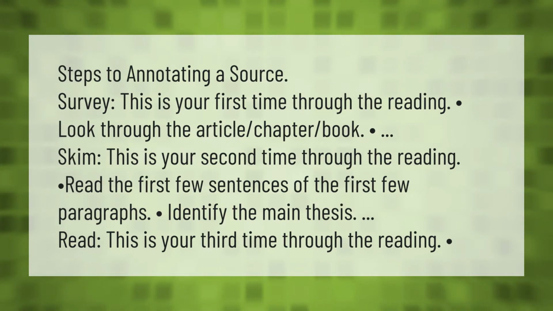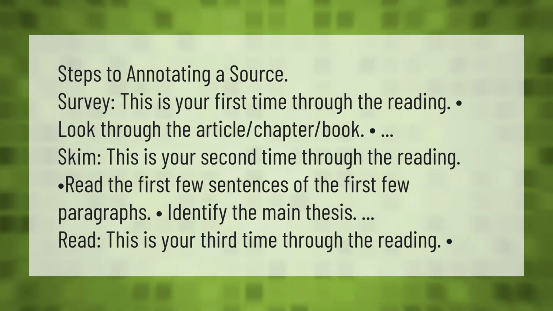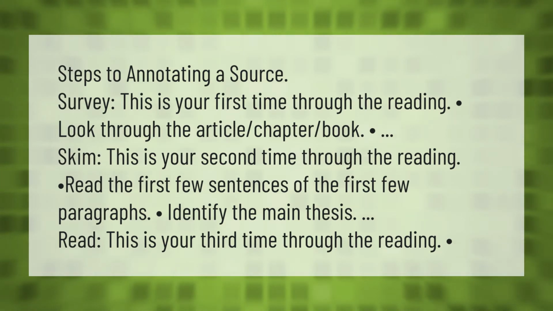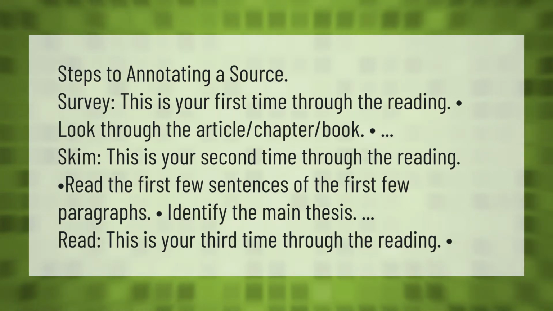Steps to annotating a source. Survey. This is your first time through the reading. Look through the article, chapter, book. Skim. This is your second time through the reading. Read the first few sentences of the first few paragraphs. Identify the main thesis. Read. This is your third time through the reading.